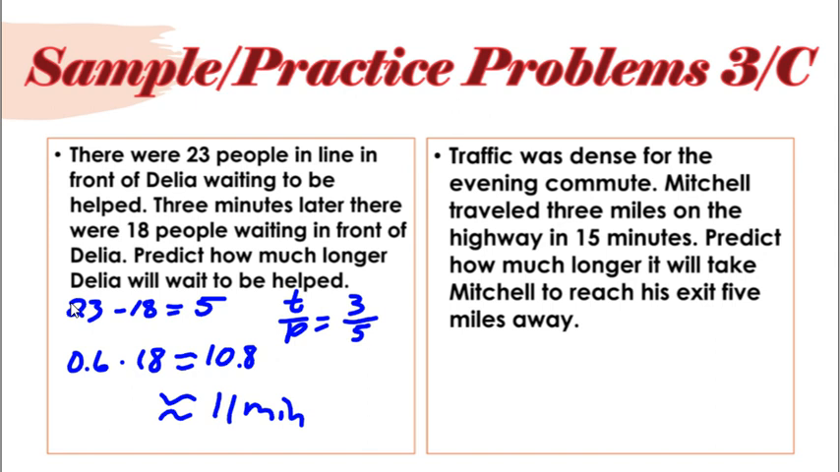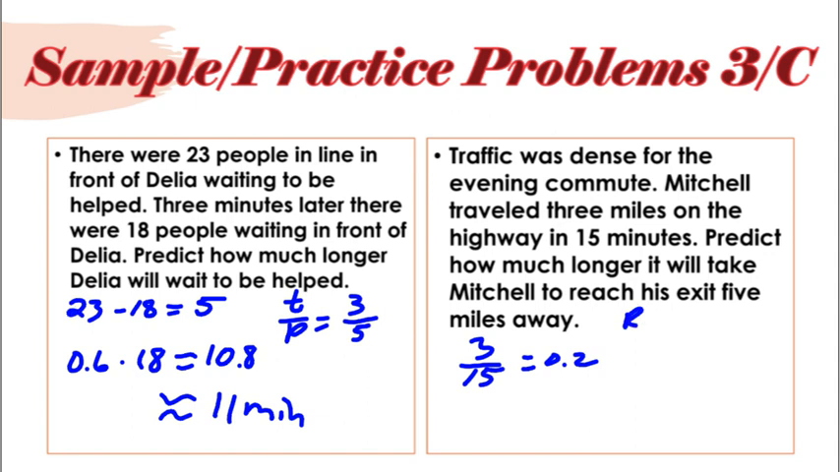And the last one, traffic was dense for the evening commute. Mitchell traveled 3 miles on the highway in 15 minutes. Predict how much longer it will take Mitchell to reach his exit 5 miles away. So to find the speed would be distance divided by time. So 3 divided by 15. 3 divided by 15 would give us 0.2.